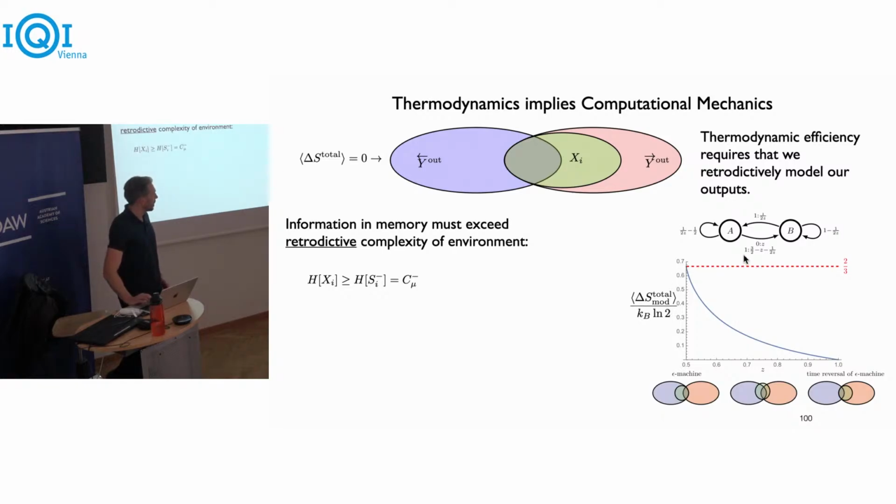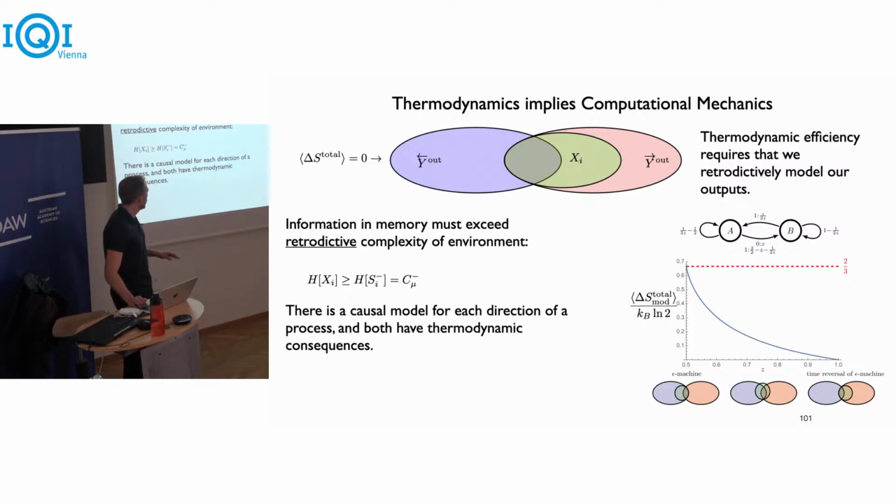And we can see this borne out with, say, this parametrized process where z goes from 0.5 to 1, but in all cases produces the same process. It just does it in different ways. Here it's entirely predictive. It's a function of the past, and it dissipates 2/3, and it decreases continuously until it's retrodictive, at which point there's 0 dissipation. So we have two causal models for each direction to read a process, and they both have thermodynamic consequences.